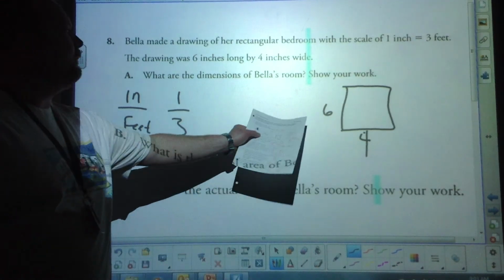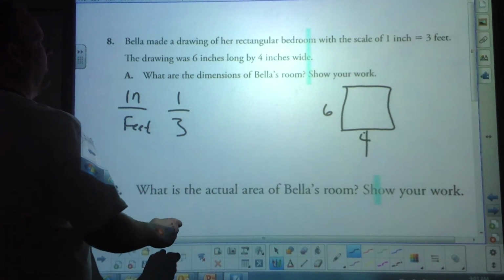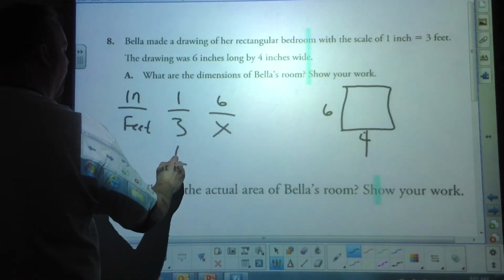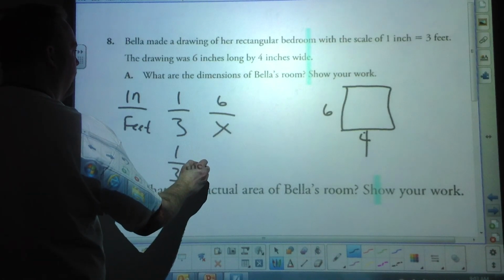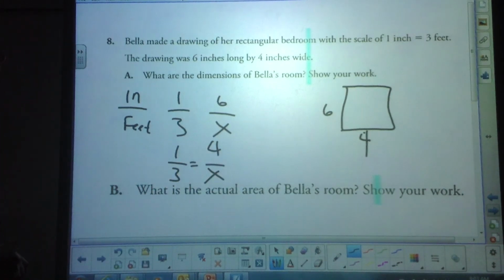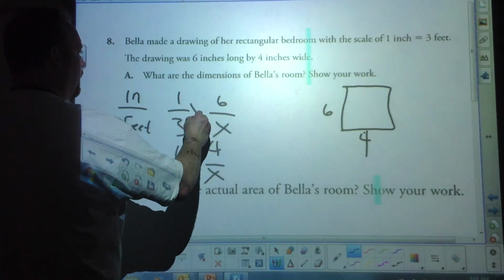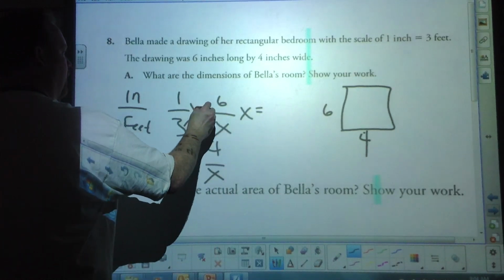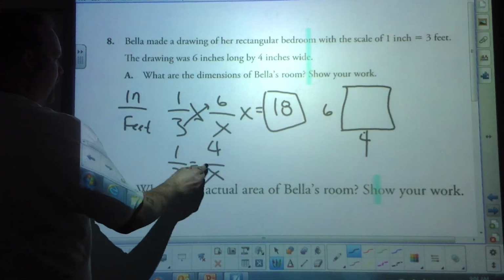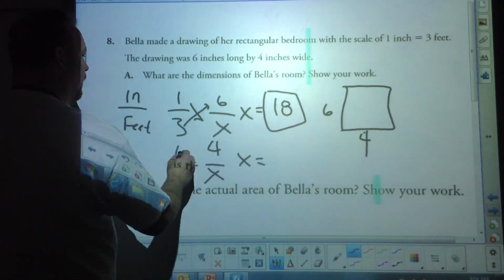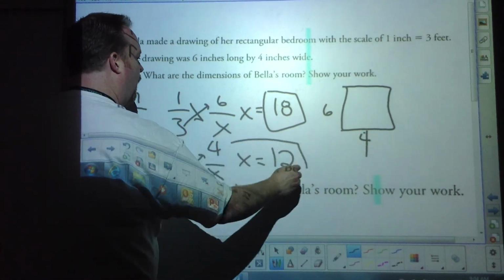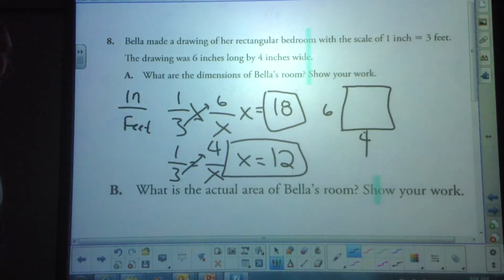So basically what you're going to do is set up two proportions here. You're going to set up one with the inches on top, 1/3 equals 6 over x. Then you're going to set up one over here, 1/3 equals 4 over x. And then you're going to cross multiply and solve. That's all you would do. So here you're going to be left with x equals 3 times 6, which is 18. So we got one dimension there. Here we're left with x, because 1 times x is x. 3 times 4 is 12. So the dimensions are 18 feet by 12 feet.